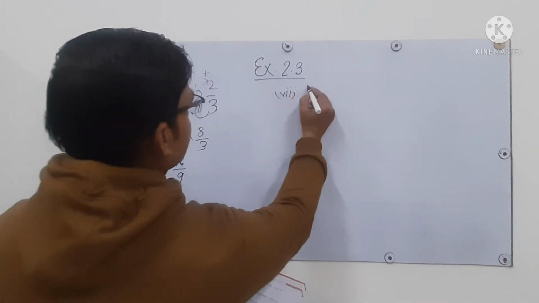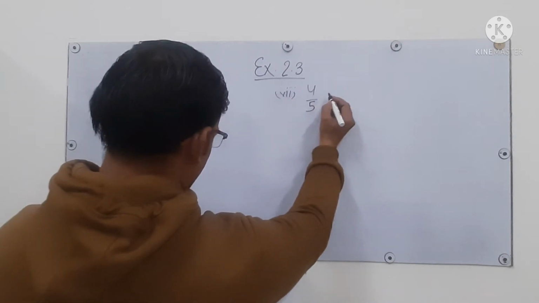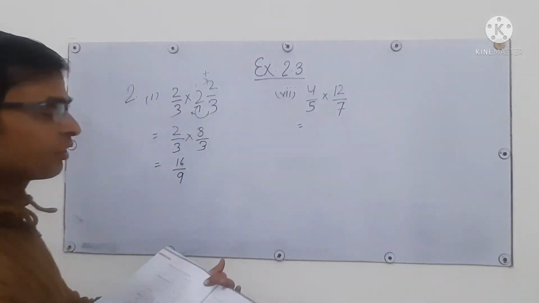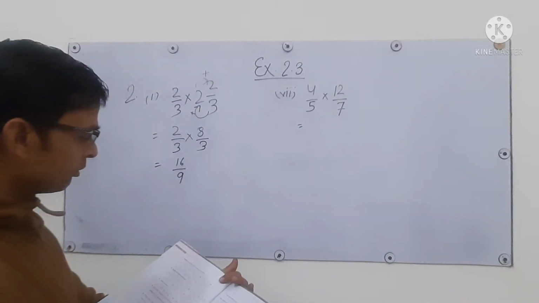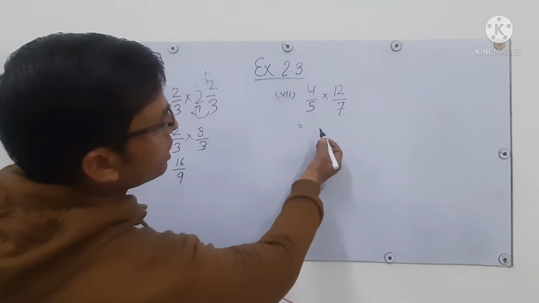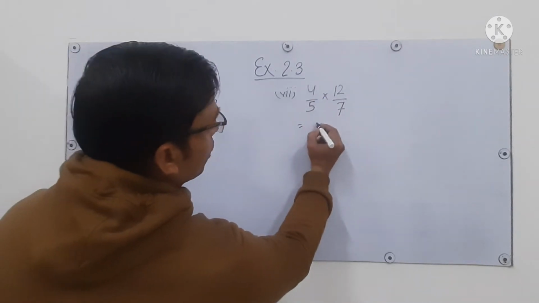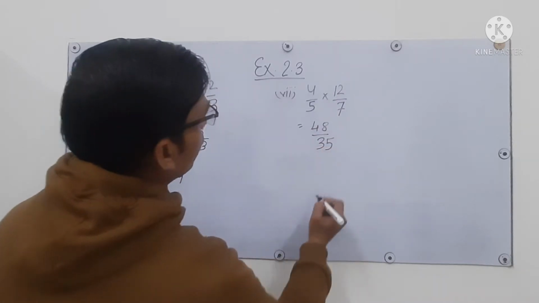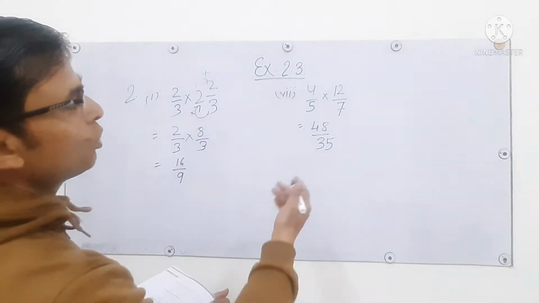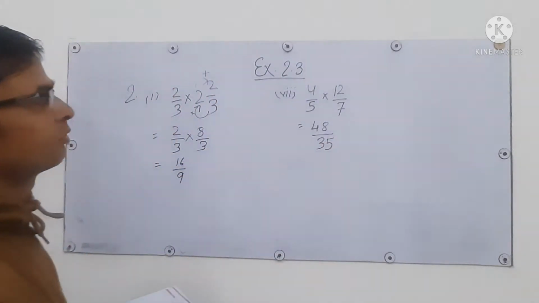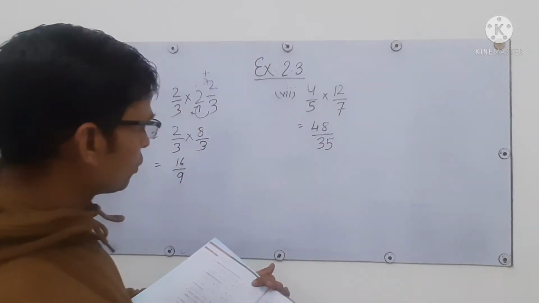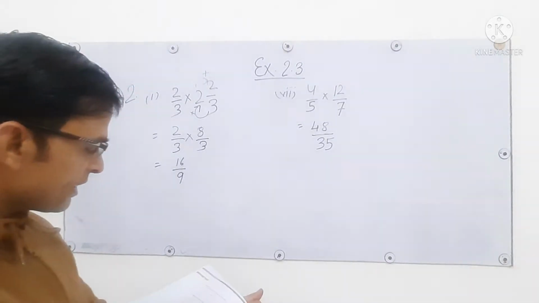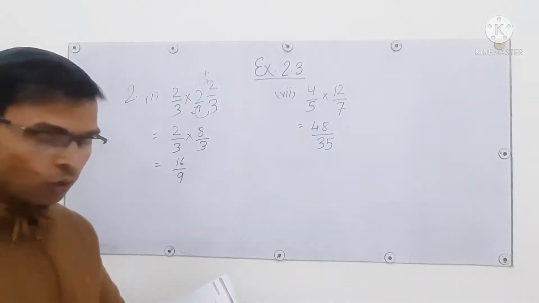Part 7 is written here as 4 by 5 cross 12 by 7, and we have to just reduce it to the lowest form. So what will be the lowest form? It will be 12 cross 4, 48 upon 35. Why 48 upon 35? Because there is no other possible solution here, as we cannot reduce it to a lower form. So you can see these are very easy, and the rest you can solve on your own.